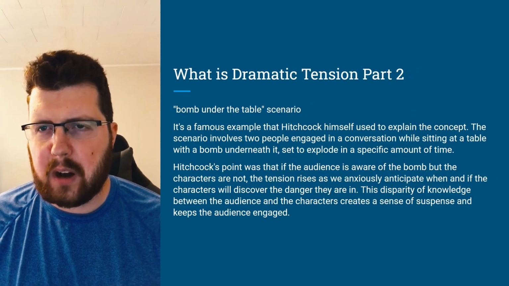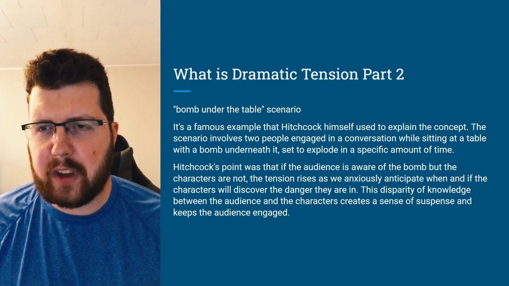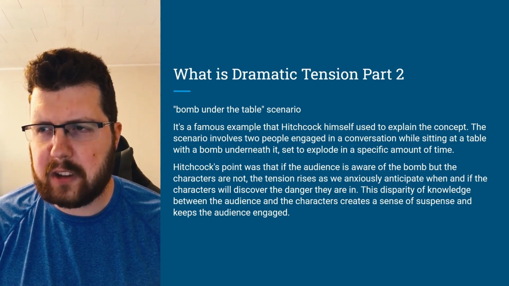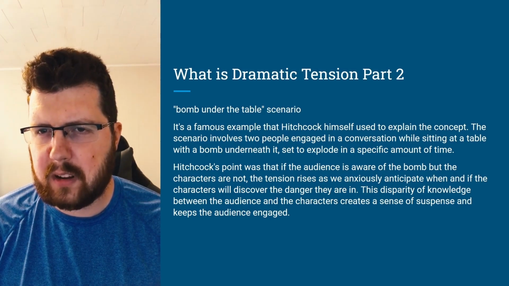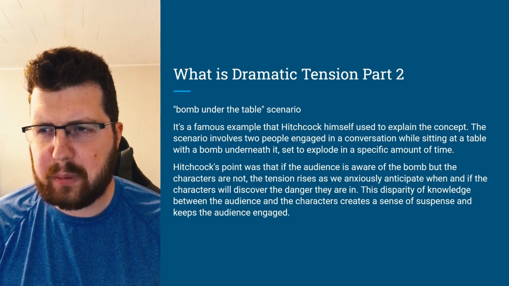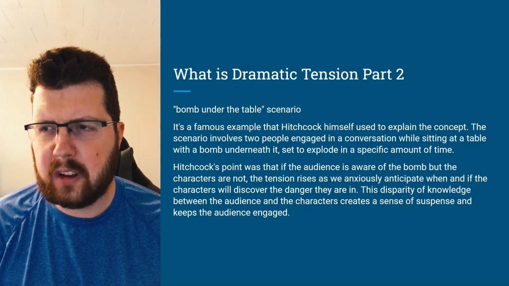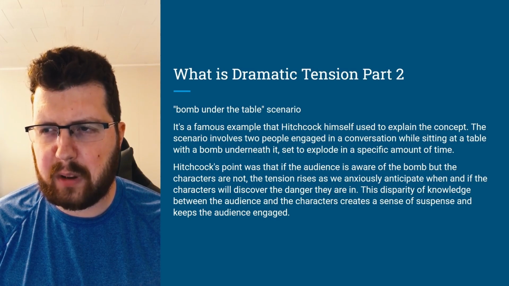So let's look at the bomb under the table scenario. It's a famous example that Hitchcock himself used to explain the concept. The scenario involves two people engaged in a conversation while sitting at a table with a bomb underneath it, set to explode in a specific amount of time.